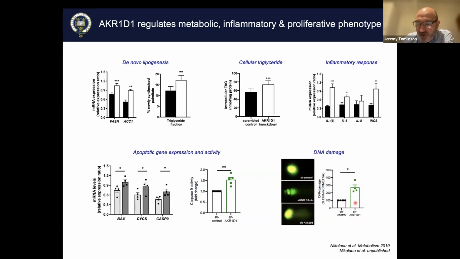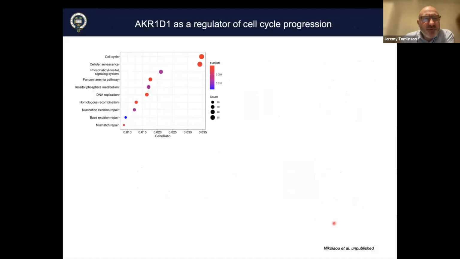And again, you quantify that tail here, showing that we've got a significant upregulation, meaning that we've got more DNA damage in our knockdown cells. So overall, more fat, more inflammation, apoptosis, DNA damage, all of which is pretty bad news, I think, if you're a hepatocyte.